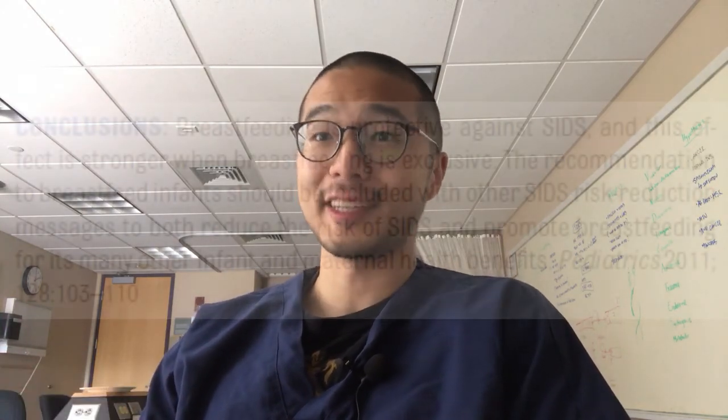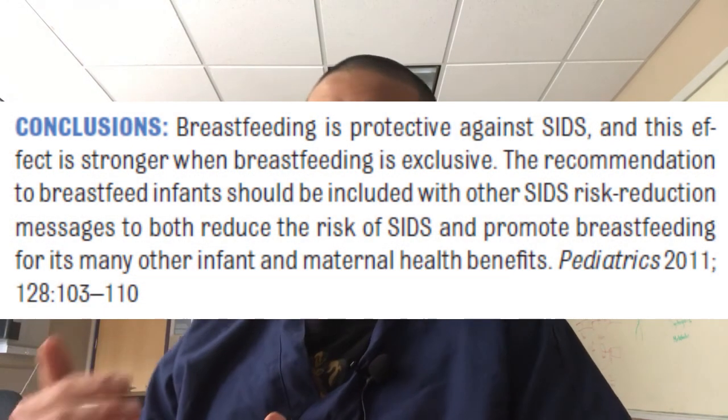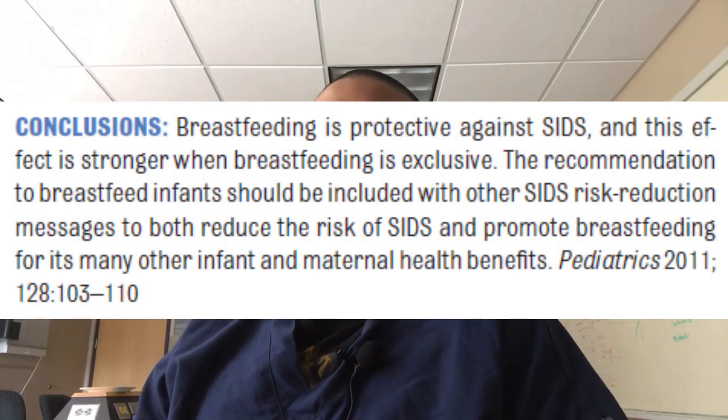So, conclusion, breastfeeding is protective against SIDS. It seems like in and of itself it is, because you had control and you looked at a lot of different studies. So the recommendation, and it's stronger, this decrease in SIDS, if you just exclusively breastfeed. And so there's the recommendation to breastfeed infants should be included with other SIDS risk reduction messages, such as making sure the baby sleeps on his or her back.